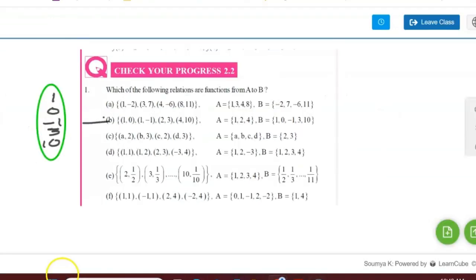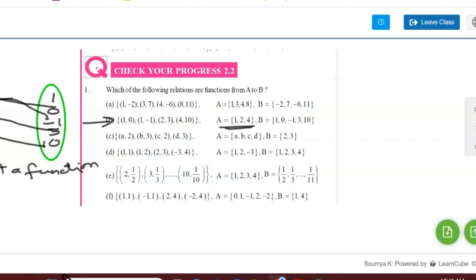Let's check the second question, B. That is, A set is 1 to 4 and B set is 1, 0, -1, 3 and 10. That is shown here. Now if you see, 1 is related to 0, 1 is related to -1, and 2, 3 is the ordered pair, and 4 to 10 is the relation. So if you see here, this element 1 has 2 images, which is not possible. So it is not a function.